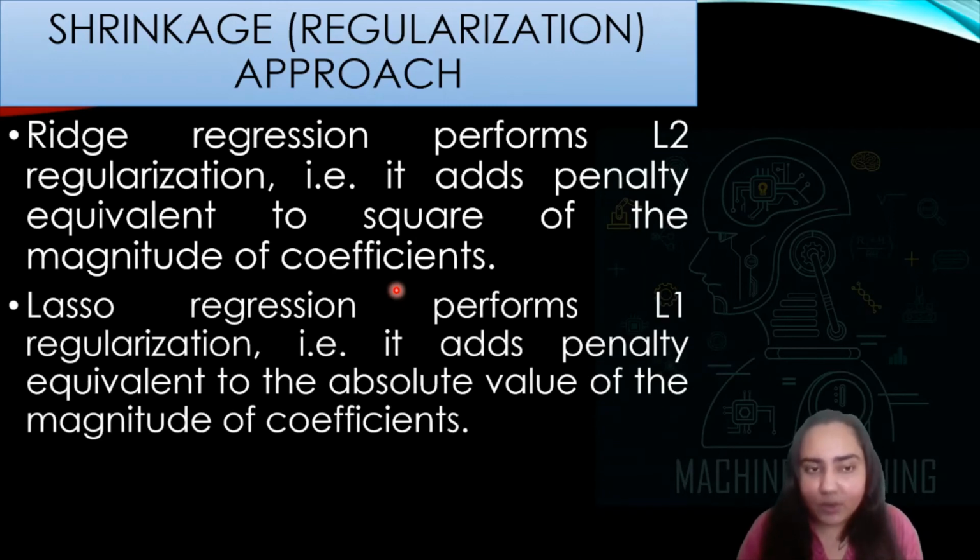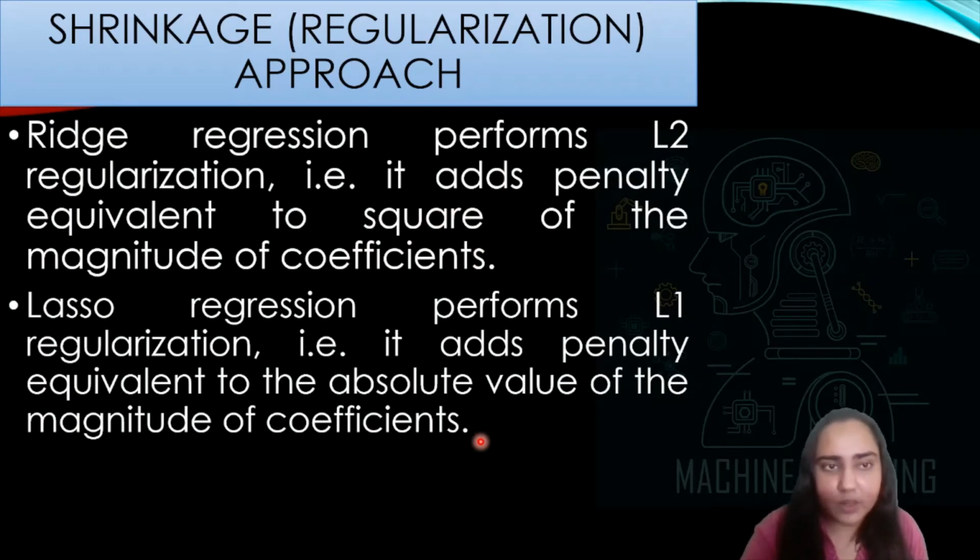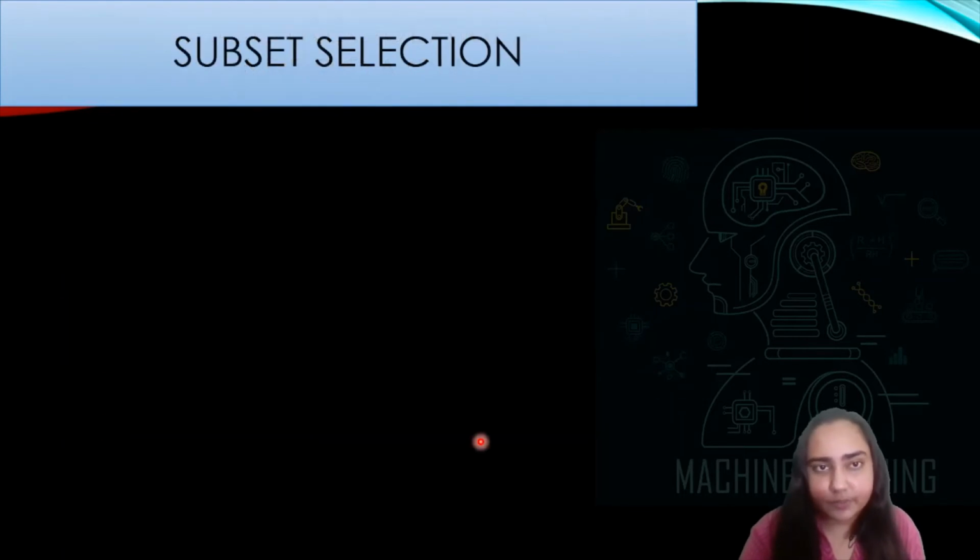And lasso regression performs a regularization known as L1 regularization, which means it adds a penalty equivalent to the absolute value of the magnitude of coefficients. It's not taking the square, it's taking the absolute value. So if there is a negative value, it turns into a positive value. So these are the two ways in which you can implement the shrinkage approach to reduce the variables which are irrelevant to your prediction.